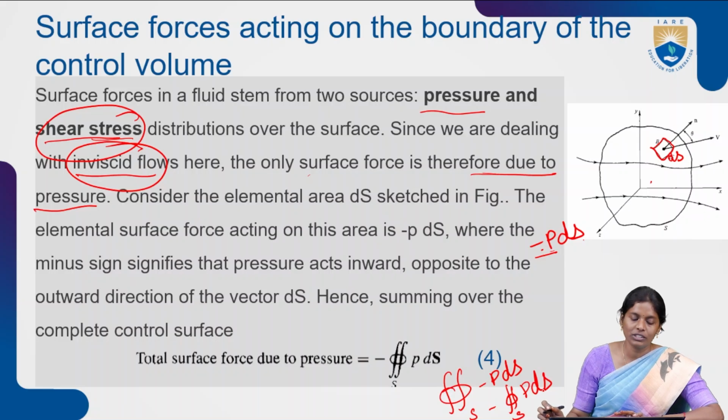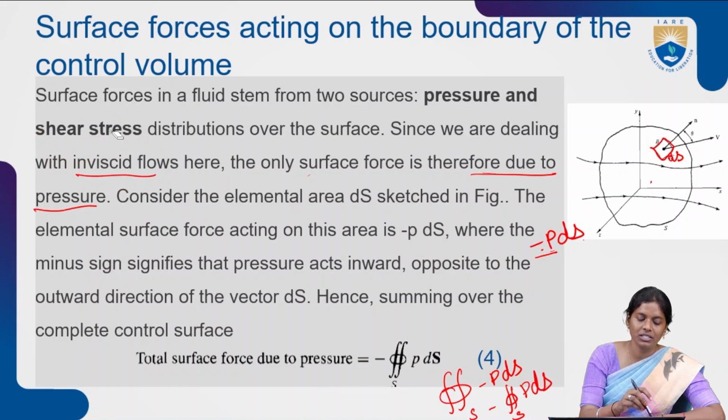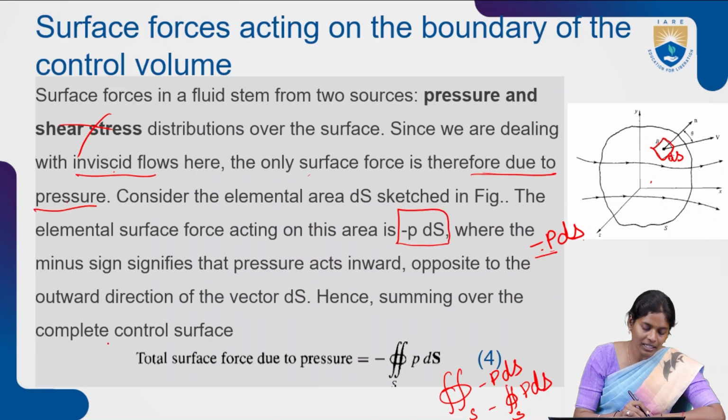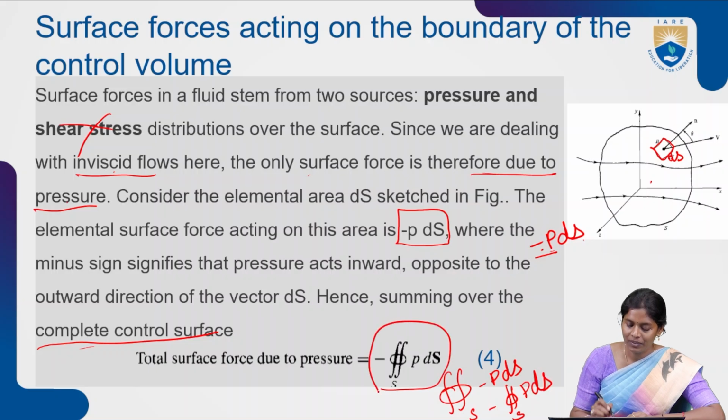So what two types of forces have we seen? One is the body force acting on the body, and another is the surface force acting on the boundary of a control volume. Surface forces generally have two types: pressure and shear stress. But we are dealing with inviscid flow, so there is no shear stress distribution, and only the pressure surface forces are considered. The elemental surface force is minus P dS. Taking the entire control surface, we have the surface integral of P dS with a negative sign because the pressure acts in the inward direction.